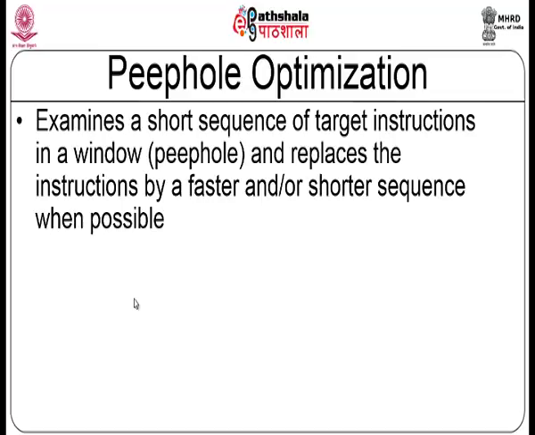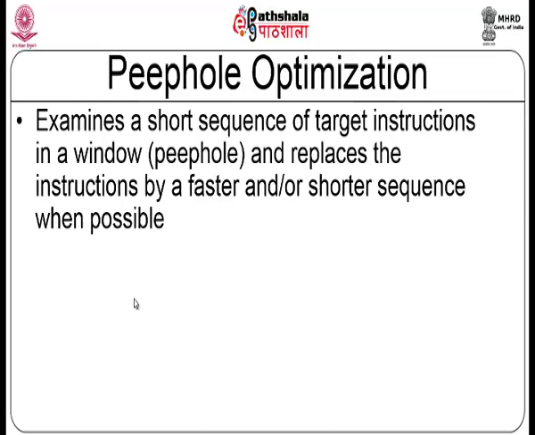Now, peephole optimization is a classic technique where we observe a short sequence of target instructions. This short sequence is typically looked at through a window, therefore it is called a peephole. It is very much local, in the sense that it is not even with respect to one particular basic block; it is with respect to only a sequence of 4 or 5 instructions. Within those instructions, how much optimization is possible.